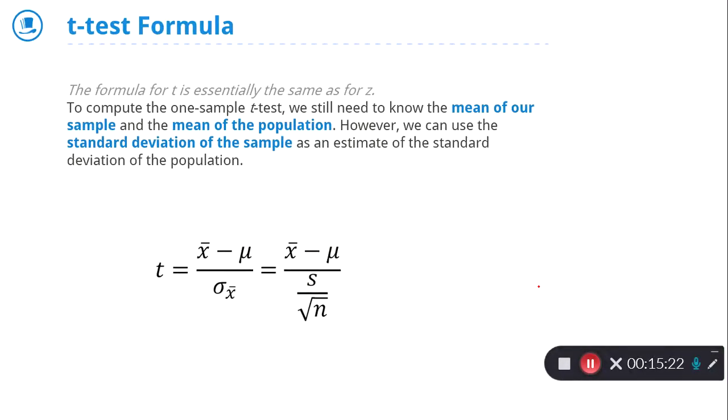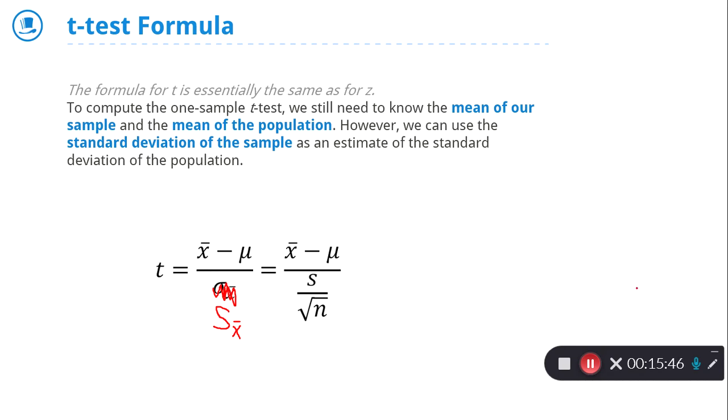Here's the formula for a t-test, and it should look familiar. It is essentially the same as for the z, but I don't like that there. This is kind of prepackaged from Top Hat. I really think this should be s sub x bar because we're estimating the standard error.